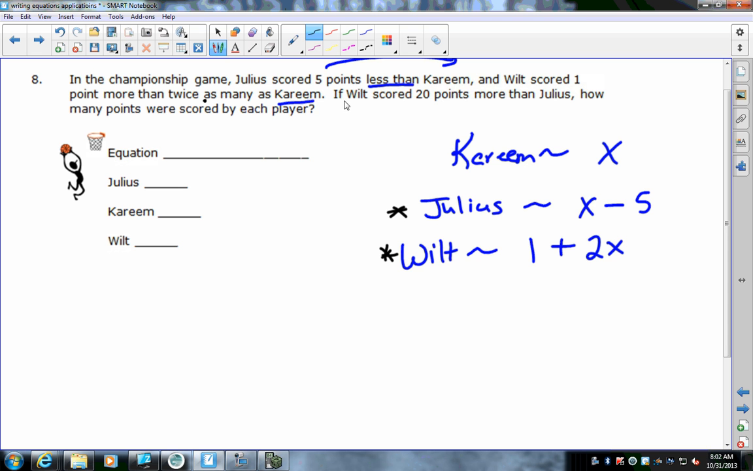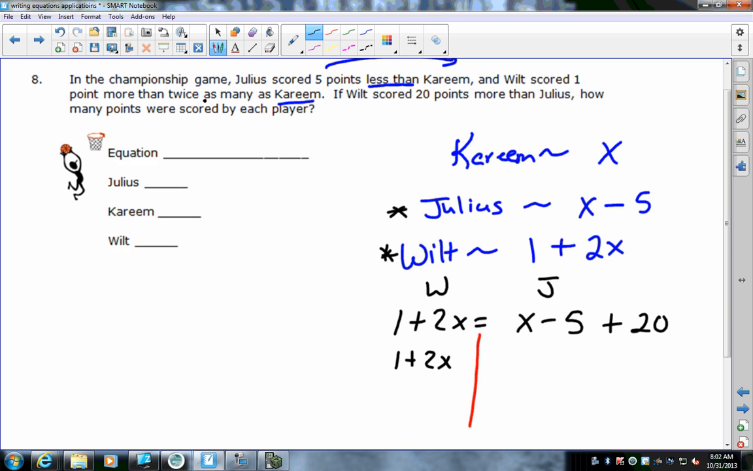All right. Wilt scored 20 more than Julius. So you're right. If I take Wilt and you take what Julius scored, he scored 20 more than that. So this is Wilt. This is Julius. Wilt scored whatever Julius did, but added 20 more points onto it. Now let's see if Miss Crawford can get something right today. Okay. 1 plus 2x equals, put those together, x plus 15.